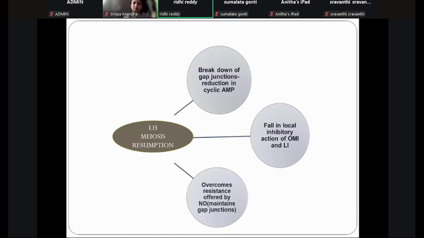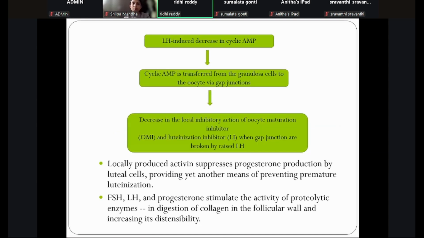So, LH and meiosis resumption. It causes breakdown of the gap junctions and a reduction in cyclic AMP. Then there is a fall in the inhibitory action of the maturation inhibitor. So it overcomes resistance, which helps in meiosis resumption by LH.